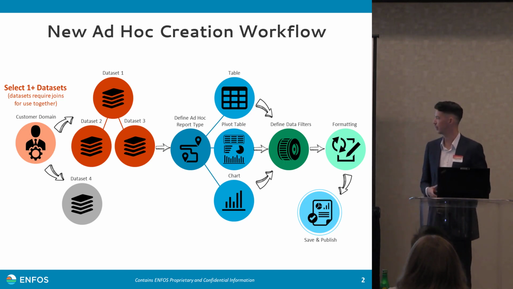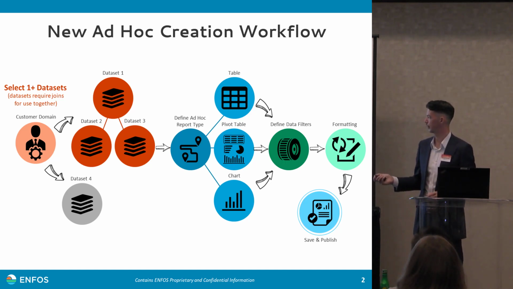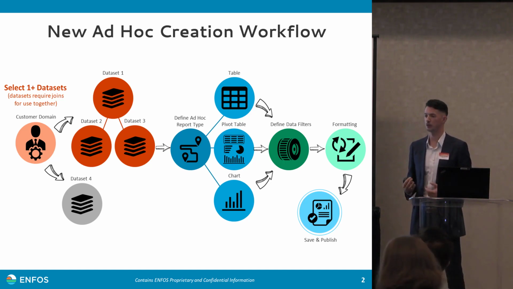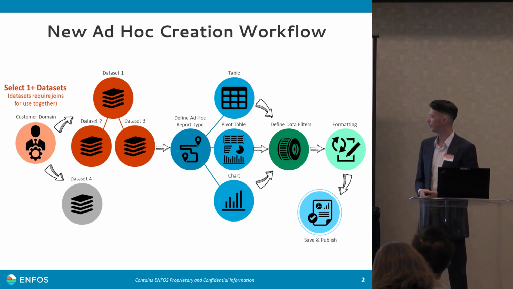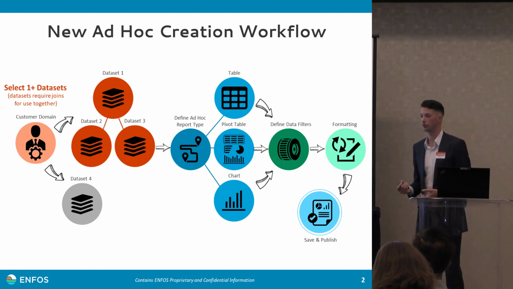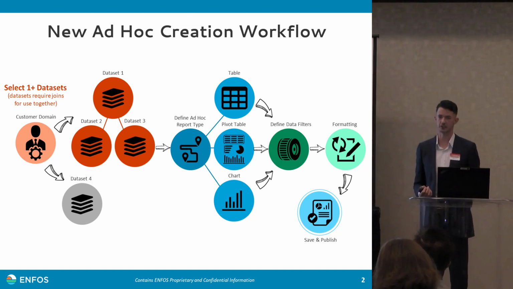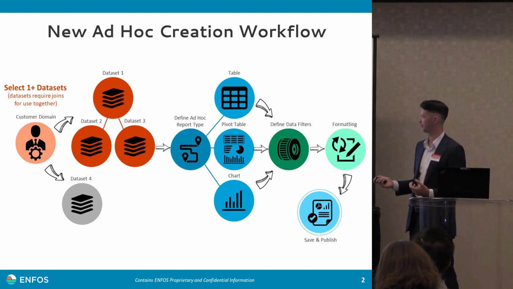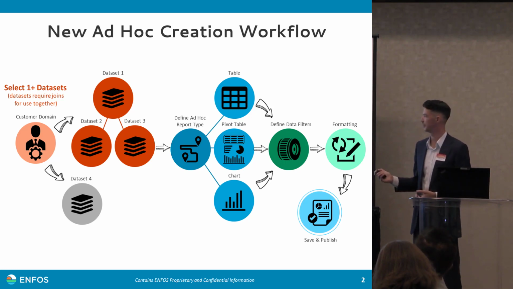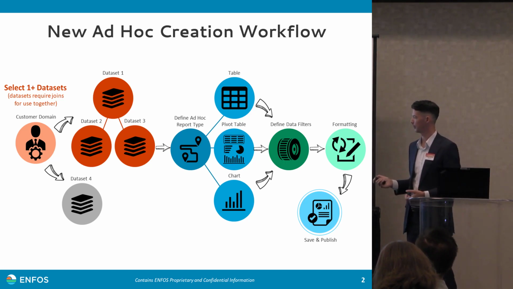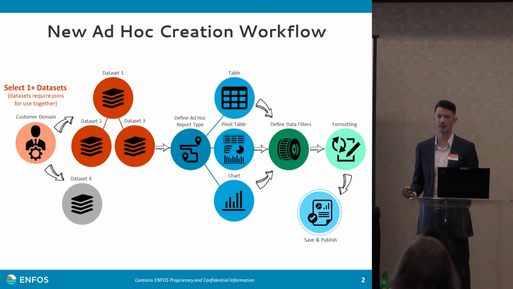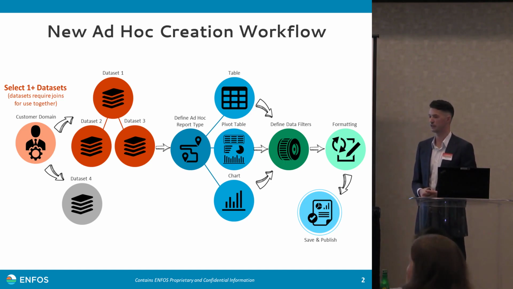Some of those data sets are joined, like these 3 red ones, which just means that those can be used together with linked data. Once you have your data sets, your fields within those data sets selected, we move into the stage where you can define your ad hoc report type. So from those types, we have just a standard column table. We've also got pivot tables, which we call crosstabs in the system, and charts. And there's a little over 24 different default chart types to choose from.